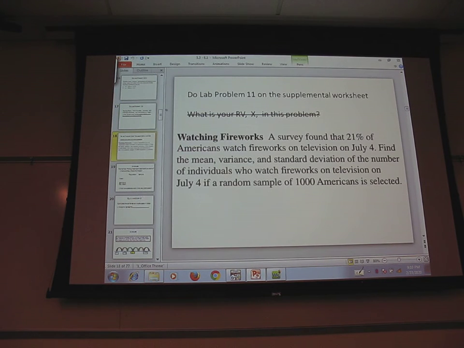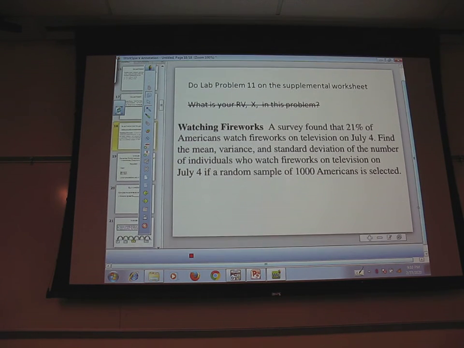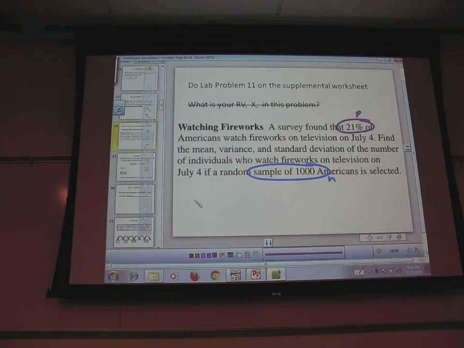All right, and then this one, what's my N and what's my P? Yep, sample of 1,000, that's my N. And then a survey found that 21% of Americans, so that's my little p. So my mean is 1,000 times 0.21, 210. My variance is NPQ, so that's going to be 210 times 0.79, because here Q is going to be 0.79.